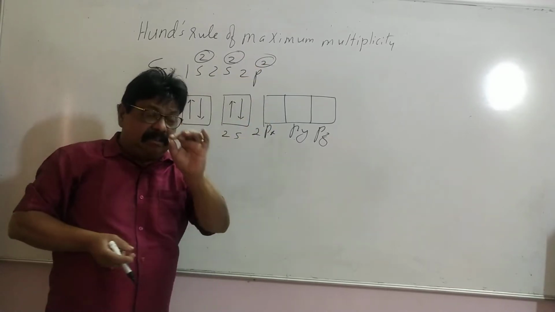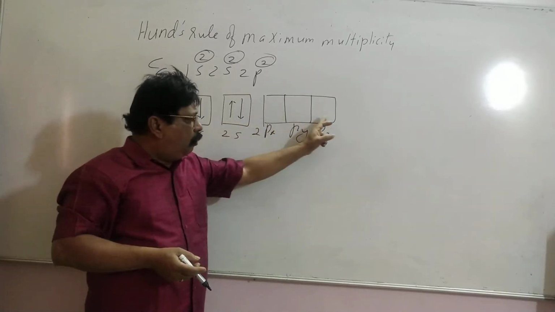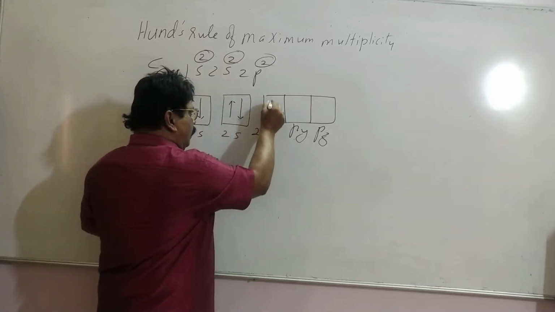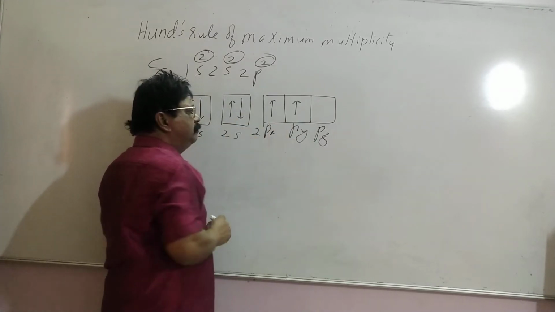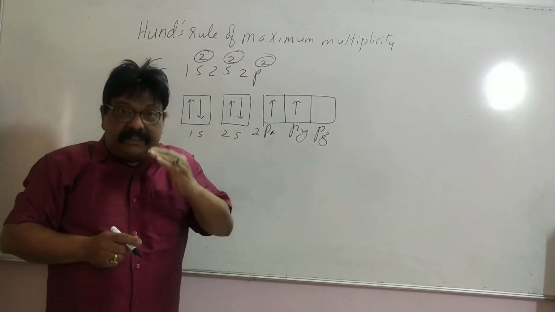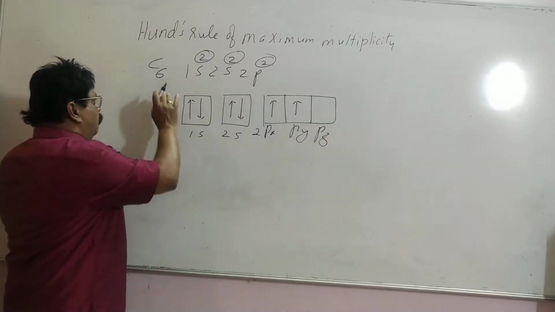In p there are 2 electrons. And we have three orbitals, all three of equal energy. So 1 electron each. We gave one electron in each. First unpairing of the electrons.